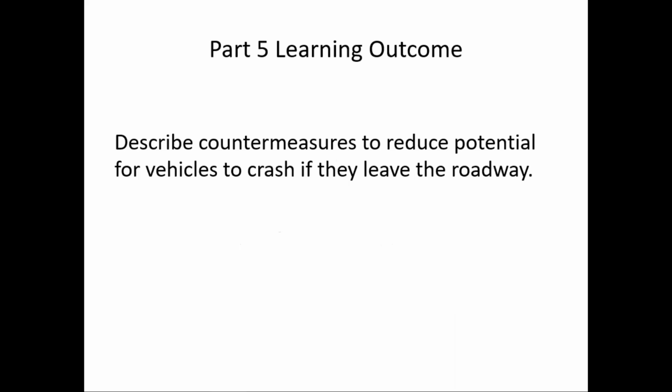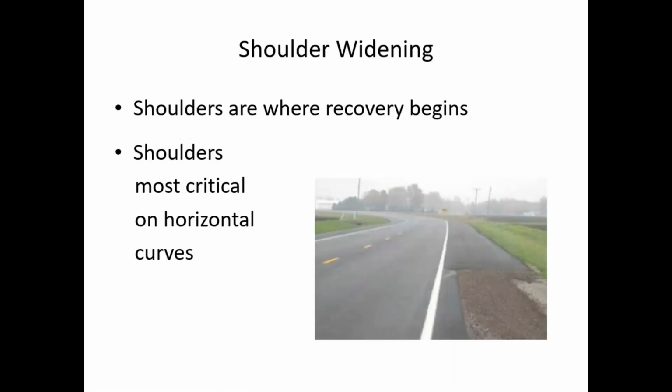Our learning outcome for part 5 is to describe some countermeasures to reduce potential for vehicles to crash if they leave the roadway. And we'll start with the shoulder. The shoulder, of course, is next to the traveled way. As the slide says, it's where recovery begins. And it could be argued shoulders are most critical on horizontal curves. We've talked about how vehicles are more likely to leave the roadway in a curve. And here we see an example.